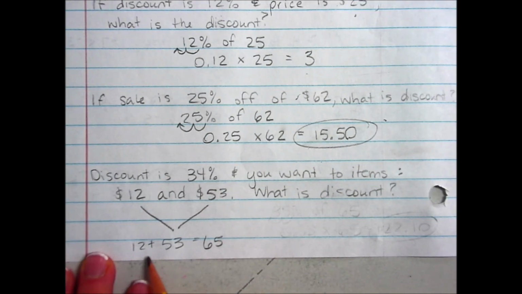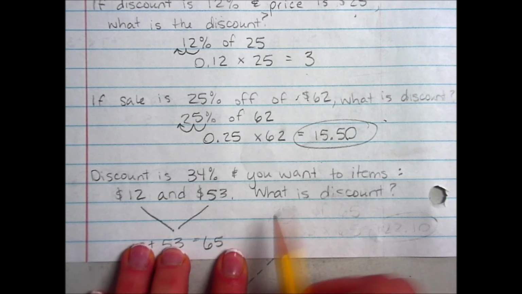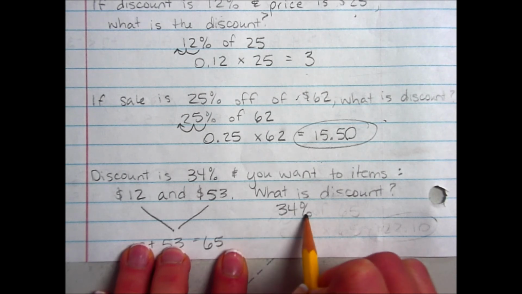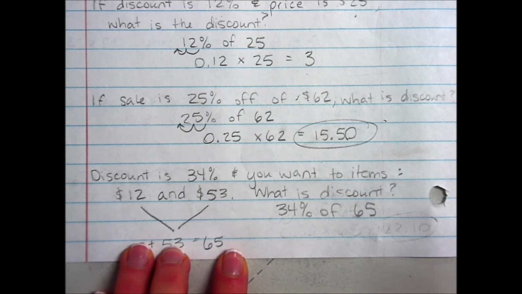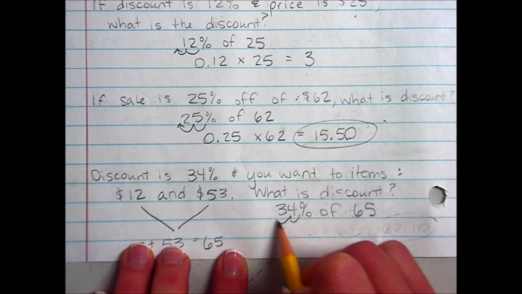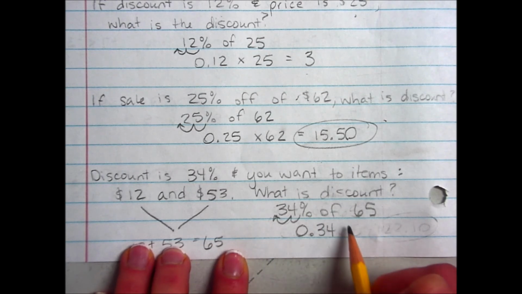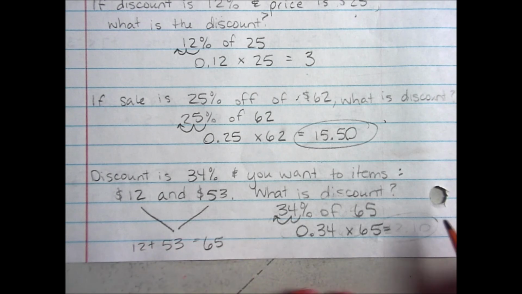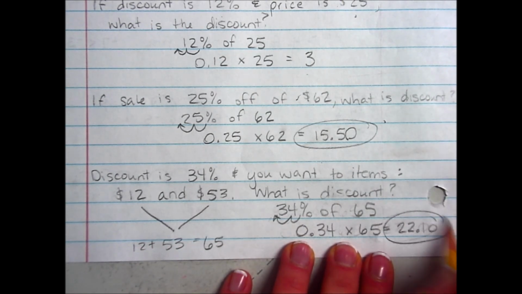Okay, so now that we've added to see that our total is going to be 65, now we set up our problem the same way. We want 34% of 65. So we will bump to get our decimal of 34 hundredths times 65. And when we type that in our calculator, we get $22.10.